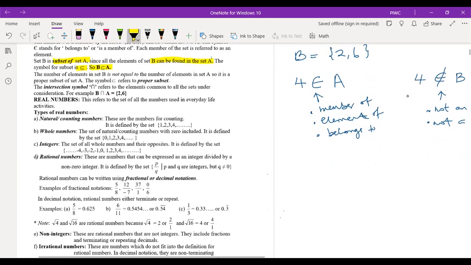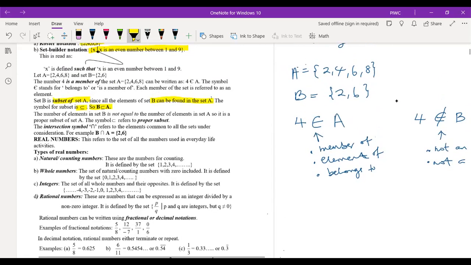Okay. In other words, all the elements in B, if you look here, if we come here, we see that you have 2 there, 6 here, 6 there, right? So these two elements, 6 and 2, you can get them out of A. That's why we say that B is a subset of A. Okay.